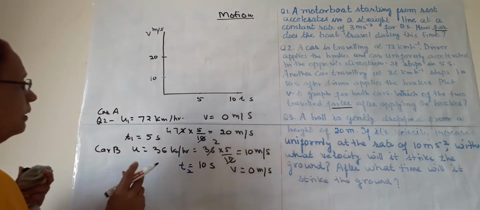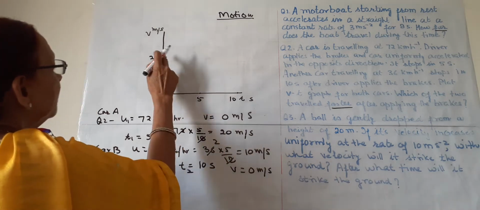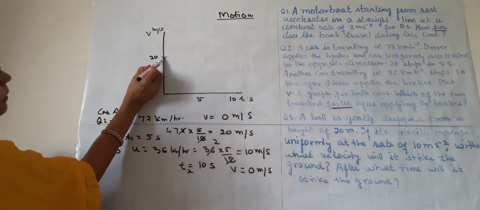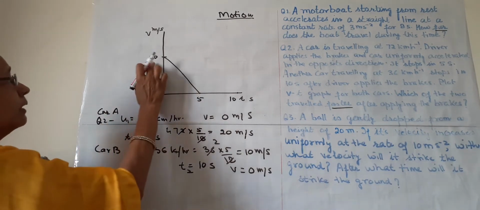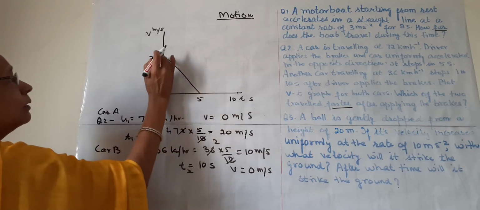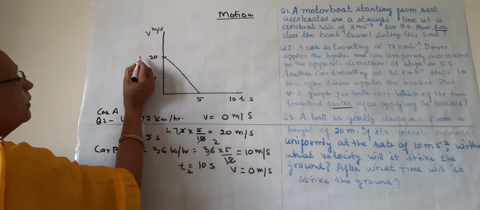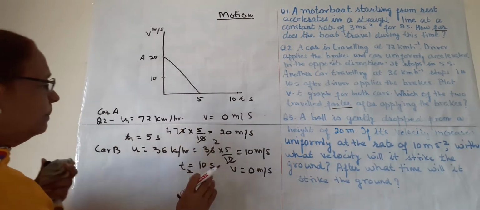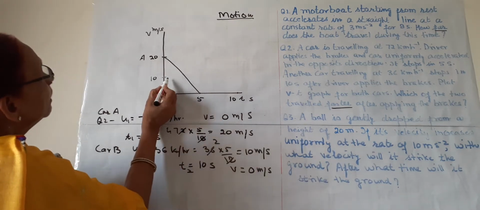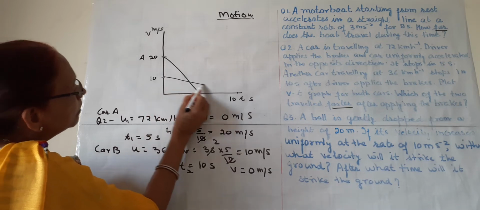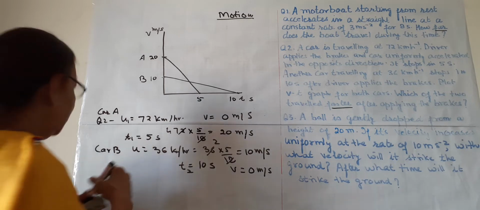So for the first car we will plot the graph. It is 20 and time is 5. So the graph will be in this direction as it is retardation. This is u1 and on this point u and on this point v. So this is for car A. For car B, 10 seconds and the velocity is 10. So this line is for car B.